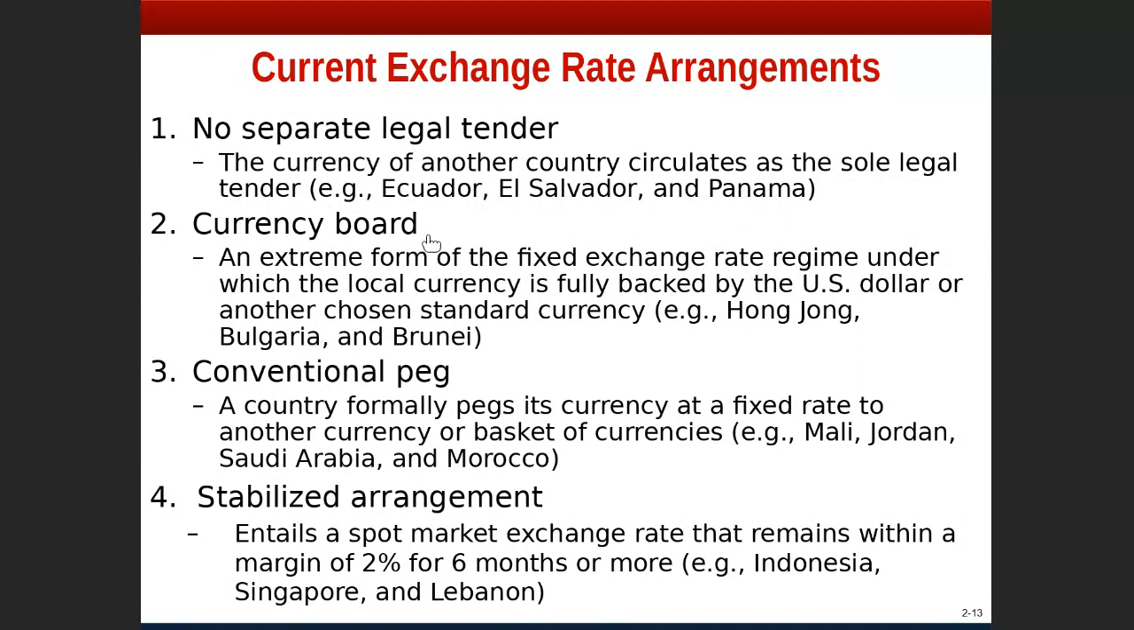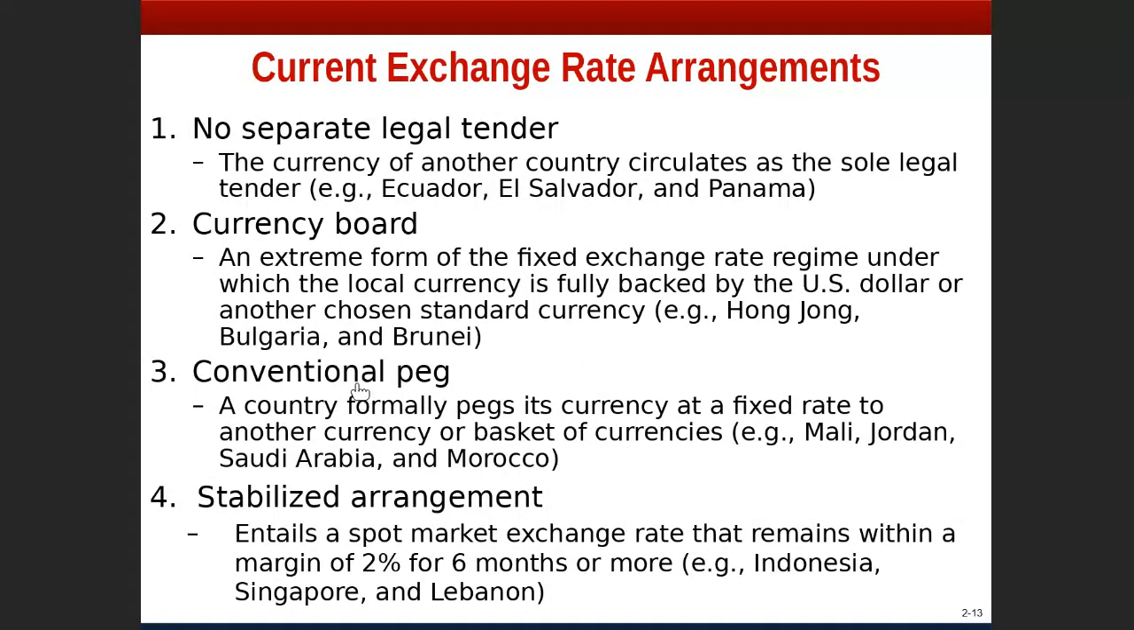Currency board is another exchange rate regime. This is an extreme form of the fixed exchange rate regime under which the local currency is fully backed by the US dollar or another chosen standard currency. Here we're looking at places like Hong Kong, Bulgaria, and Brunei.